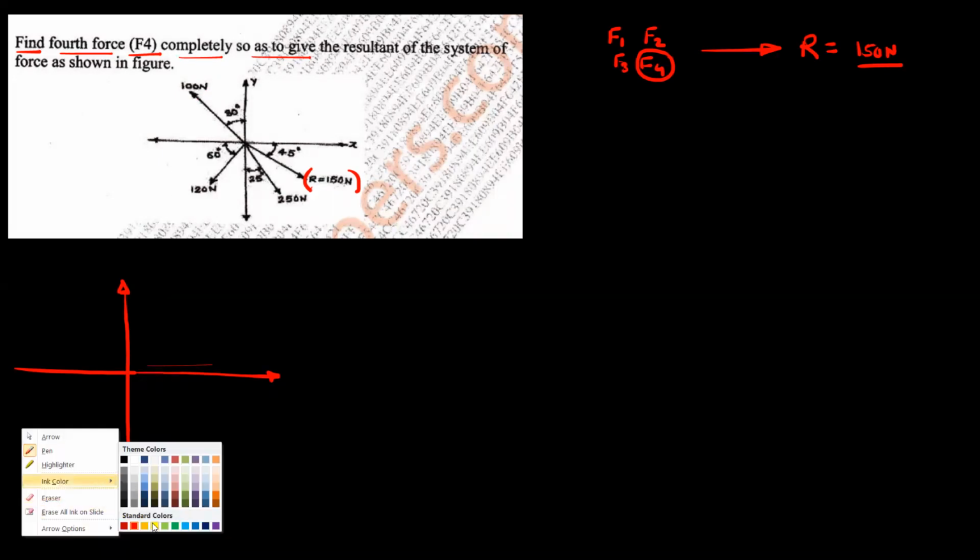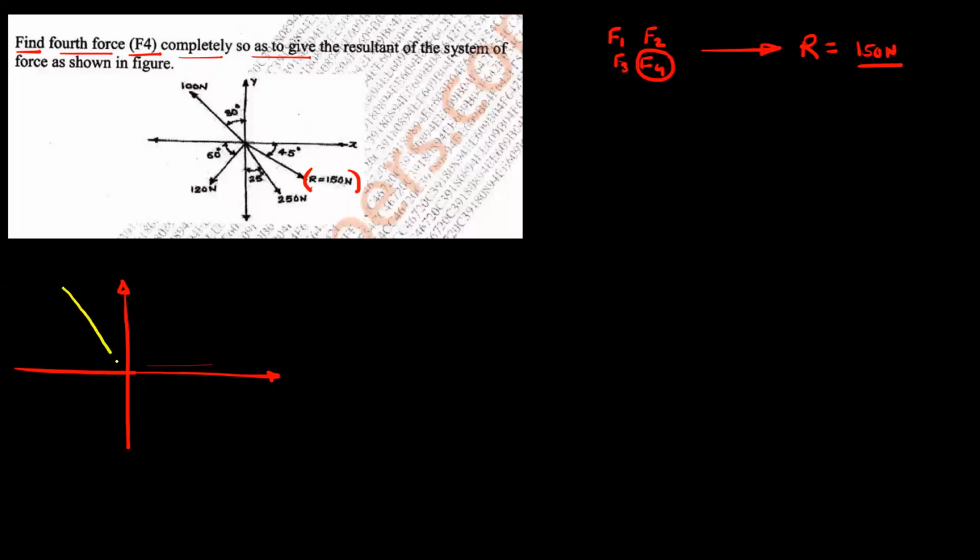Here we will assume 100 Newton as the first force. So this is your F1, which is equal to 100 Newton. Its angle is given with respect to the y-axis, so this is 30 degree. Second is 120 Newton. This is F2, which is 120 Newton. Its angle is given with respect to the negative x-axis, so it is 60 degree.